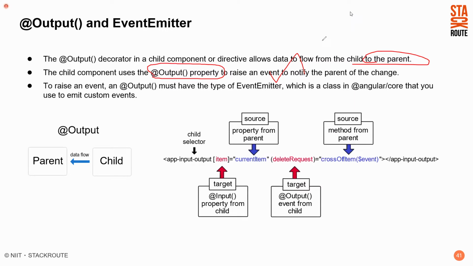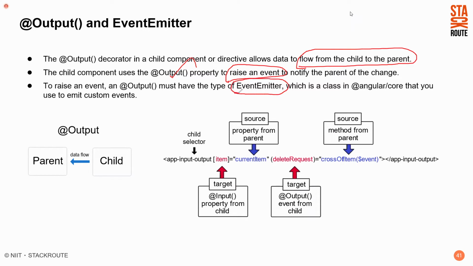So EventEmitter is mandatory. I need to emit some events. So I'll repeat again, in order to allow the data to flow from child to parent, how will it happen? Only after raising an event. And that event can be raised with the annotation @Output. To raise an event, the @Output annotation must have the type EventEmitter.